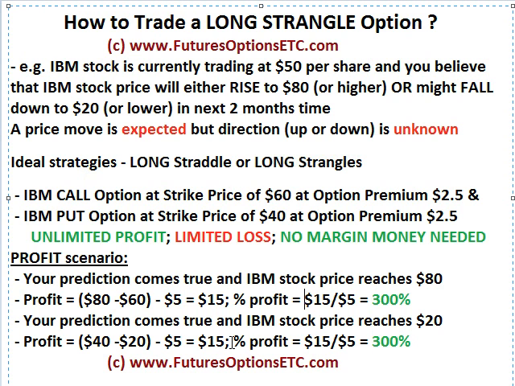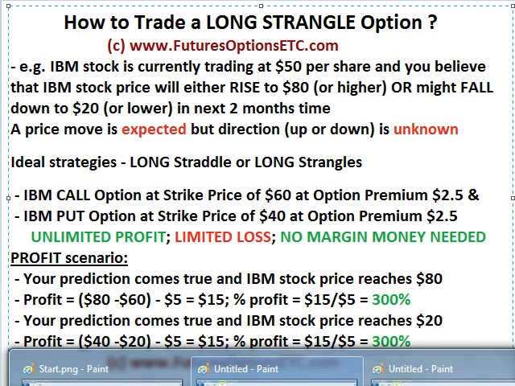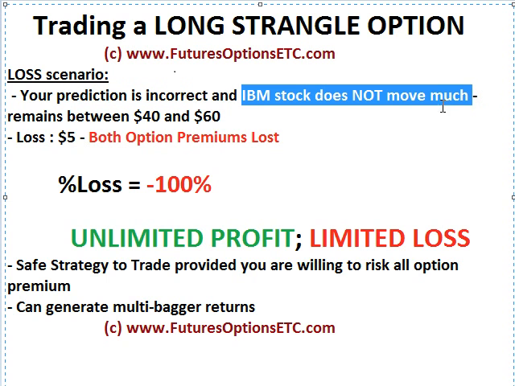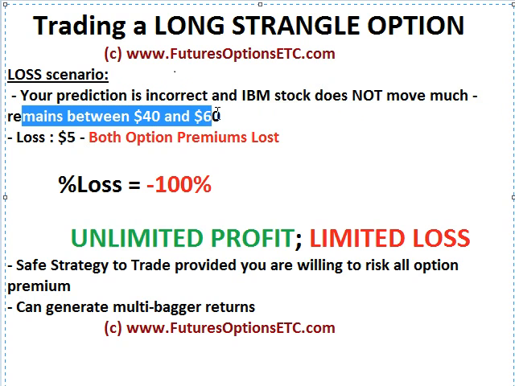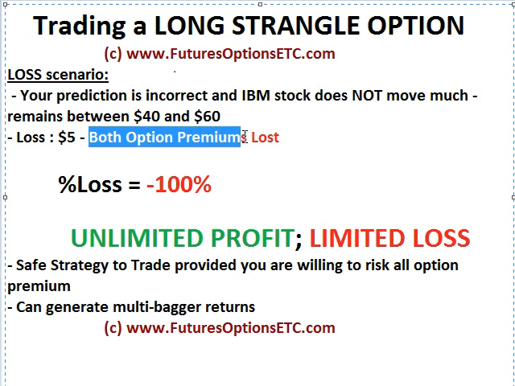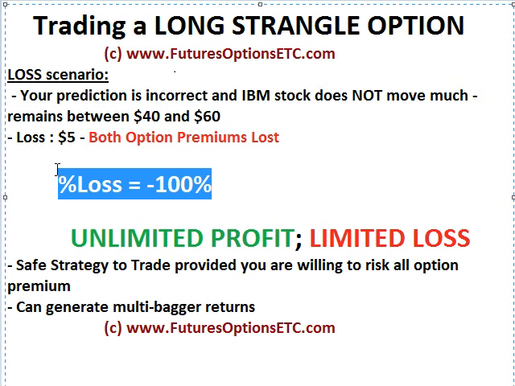On the risk side, where you can suffer a loss is when the price movement does not happen in big volume as you were expecting. So suppose that the IBM stock price does not move much and it remains between $40 and $60. Then both the call option and the put option will expire worthless, and you will lose the entire premium for both options, and that is your loss of 100%.